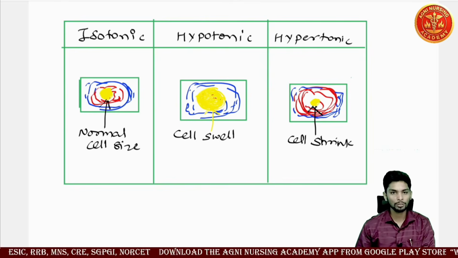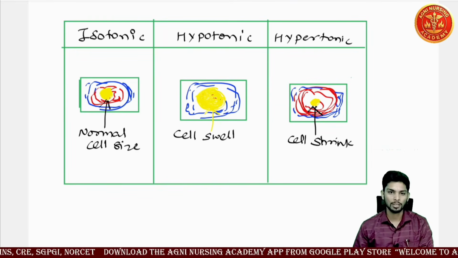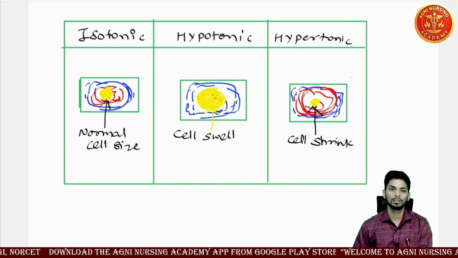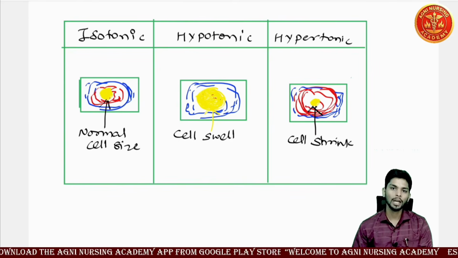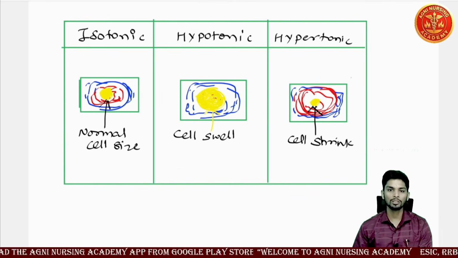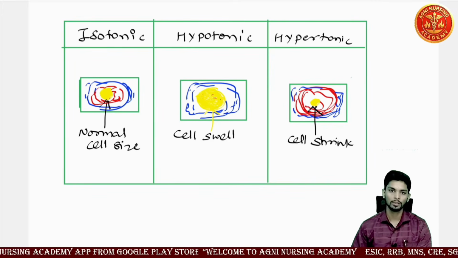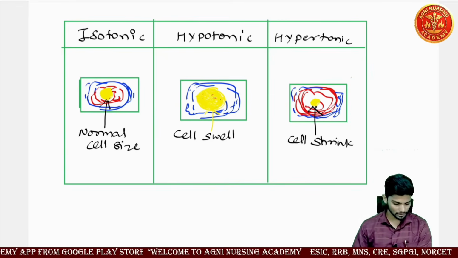In hypotonic solution, the concentration of solute is less than the concentration of solvent. Means the cell will take more water inside the cell. Okay, so the cell will swell. In hypertonic solution, the concentration of solute is more than the concentration of solvent. So the cell will shrink. This much is clear.